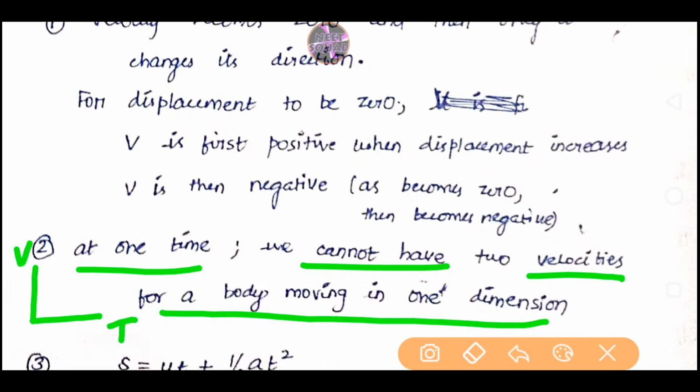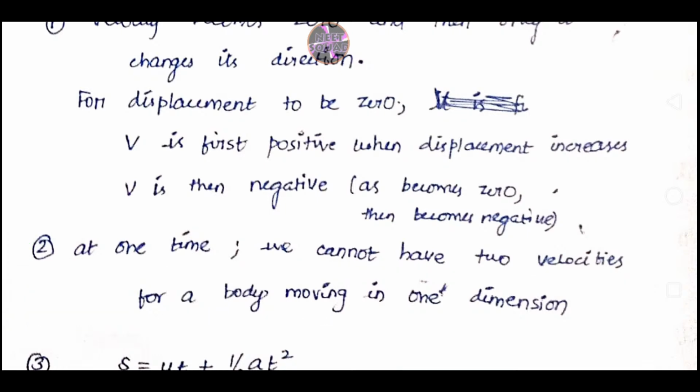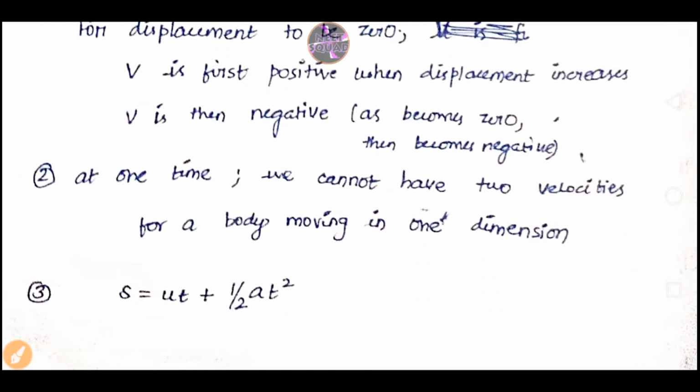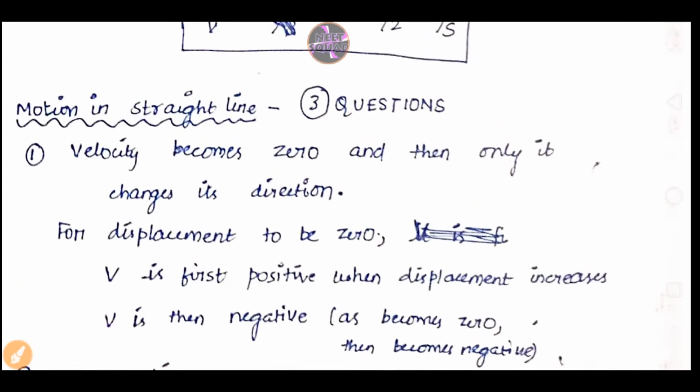So if I draw a graph just like this, at a single time we are having two velocities. This is not possible in motion in one dimension. Next, s is equal to ut plus half at square. This formula has been used in some sums. Okay, these are the 3 points to be noted down for 3 questions. Right, next.